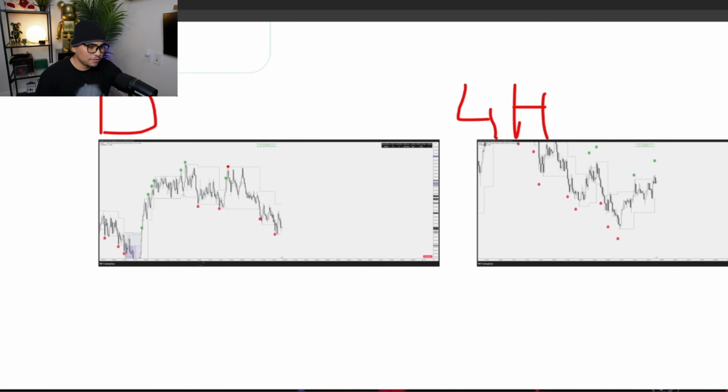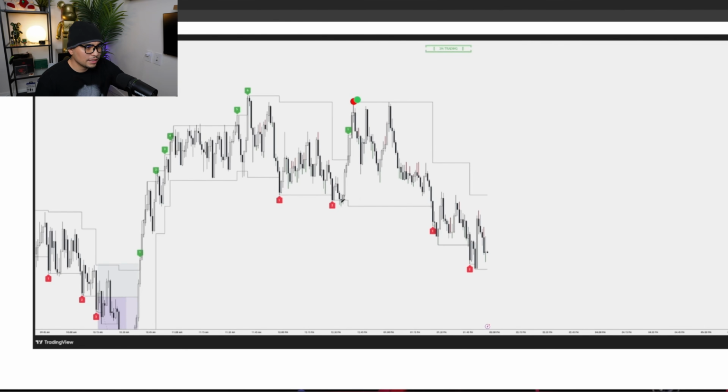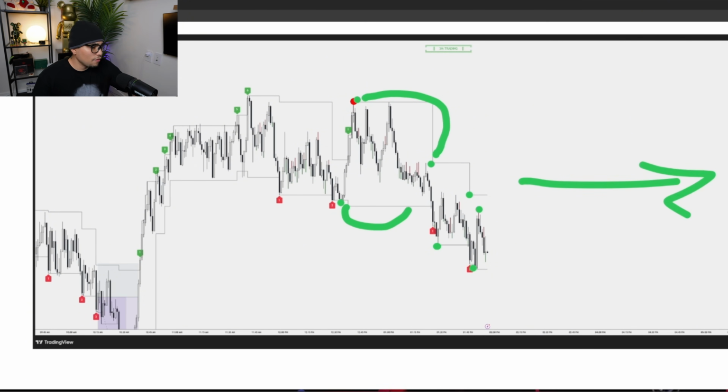On the other hand, for this example, we can see that clearly the daily had a high, then it had a low. And right after that, it has a lower low and a lower high right here. And right after that, a lower low and a lower high. And right after, a lower low and a lower high, making it so that the daily is bearish, creating lower lows and lower highs.